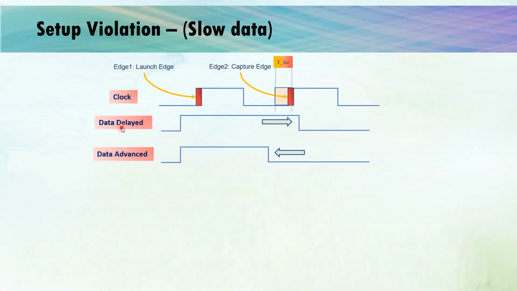If somehow this data got delayed, it might be because of the clock to queue propagation delay, or because there is some big combinational circuit between the launch register and the capture register that is delaying the data. If this data got delayed, that will impact our setup analysis and lead to a setup violation.